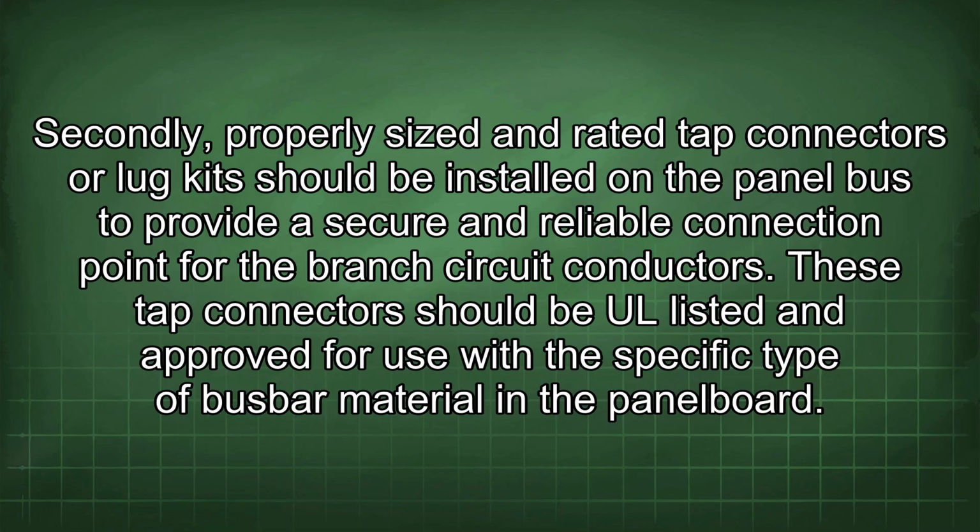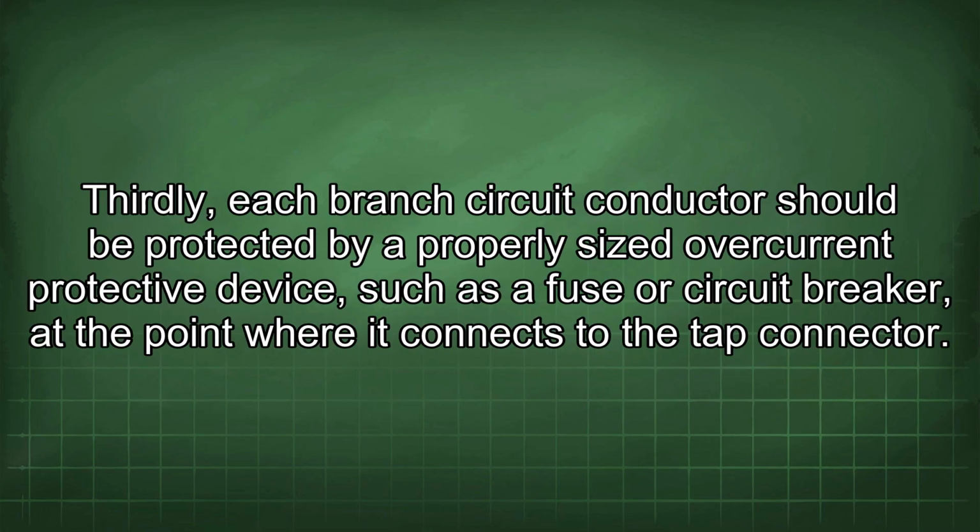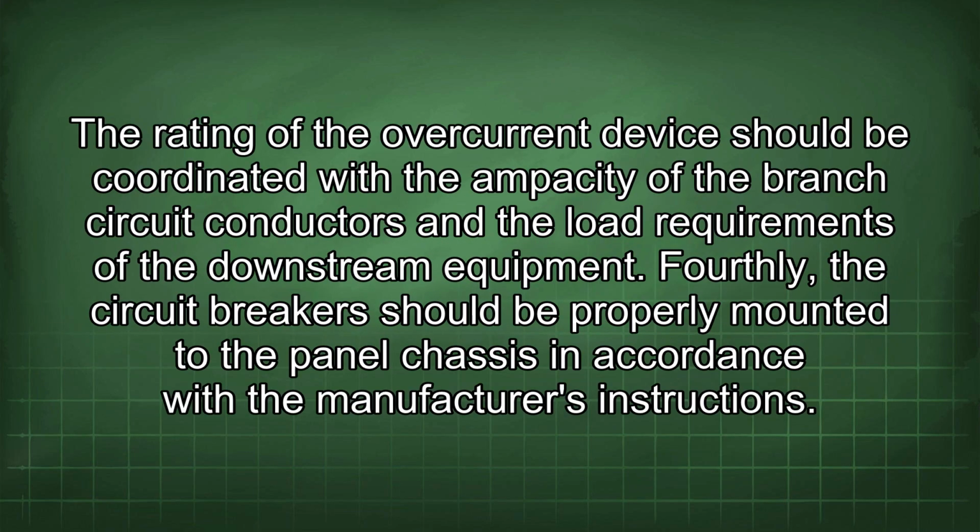These tap connectors should be UL listed and approved for use with a specific type of busbar material in the panel board. Thirdly, each branch circuit conductor should be protected by a properly sized overcurrent protective device, such as a fuse or circuit breaker, at the point where it connects to the tap connector. The rating of the overcurrent device should be coordinated with the ampacity of the branch circuit conductors and the load requirements of the downstream equipment.